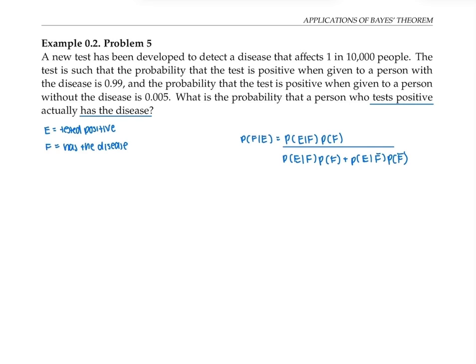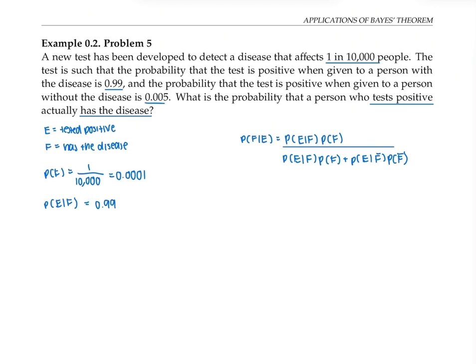Now let's find the information we were given in the problem. The disease affects 1 in 10,000 people, and that is going to be the value of F. So P of F equals 1 out of 10,000, which equals 0.0001. Next, it says that a true positive result is going to be 0.99. So that is going to be P of E given F, the probability of them testing positive after actually having the disease.